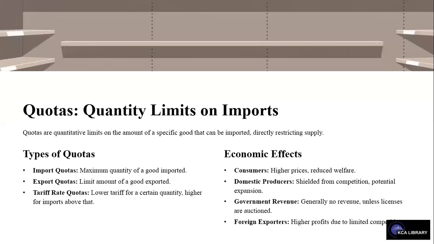And what are the economic effects of quotas? As per consumers, it leads to higher prices and reduced welfare. Also for domestic producers, they are shielded from competition, and it also leads to potential expansion. As per government revenue, generally no revenue unless licenses are auctioned. And lastly, as per the foreign exporters, it leads to higher profit due to limited competition.